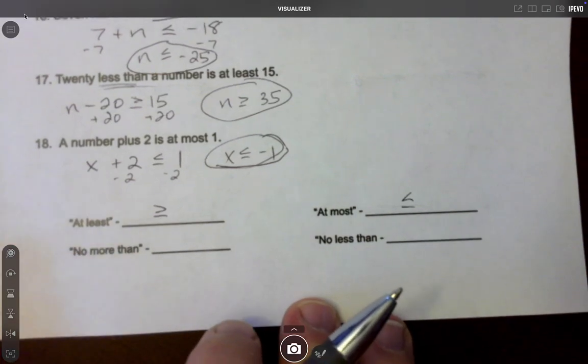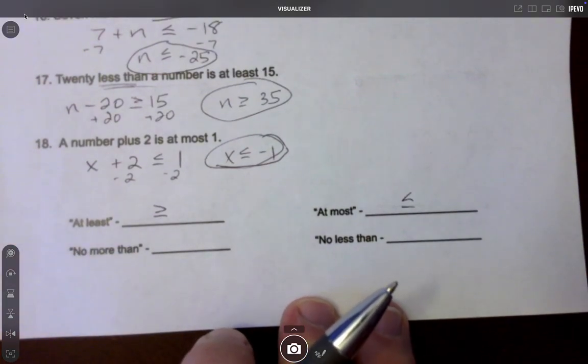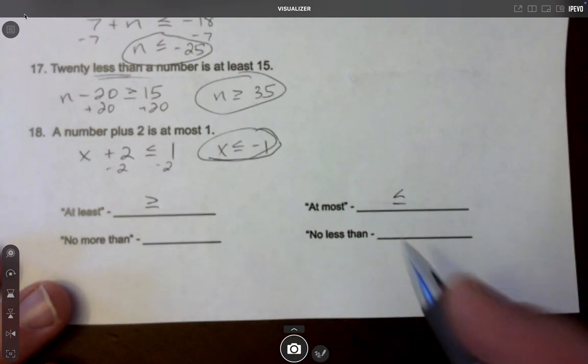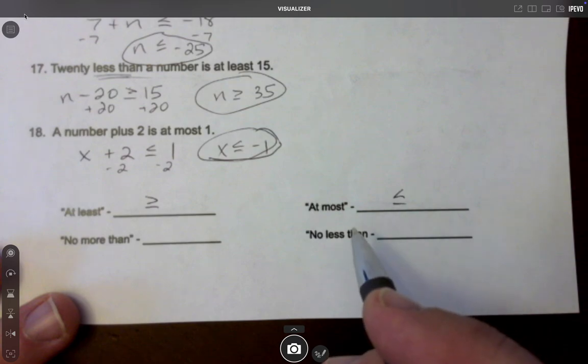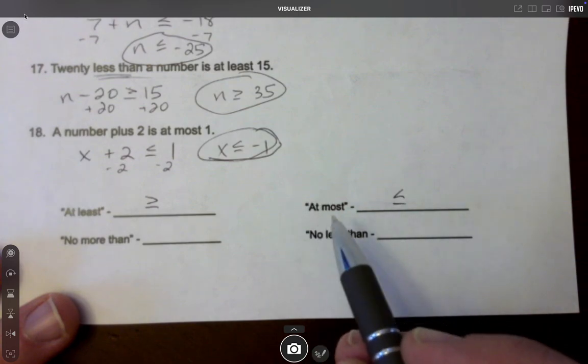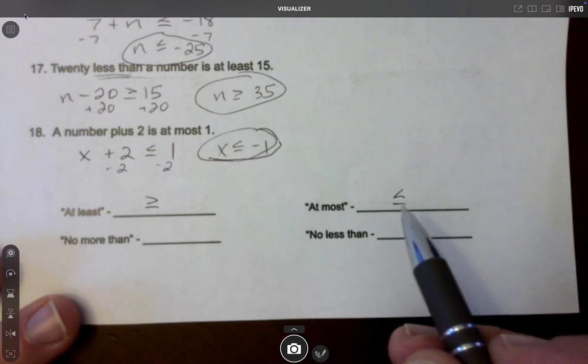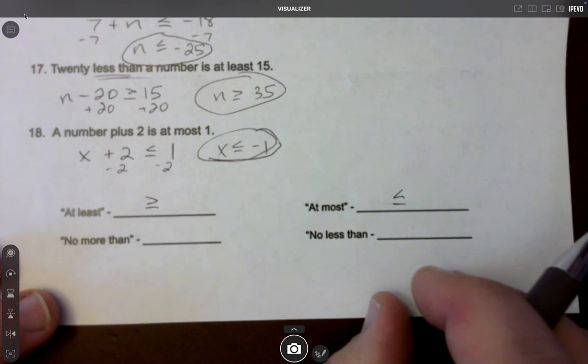So you can try just thinking about this. Like, I want my parents to give me at least $20. Well, that means you're okay with if they give you 30, but you're not okay with it if they give you 15. And you might say, at most, I'm okay with my teachers giving me 2 homework assignments. So you're okay if it's 1 or 0 or 2, but you're not okay with more.